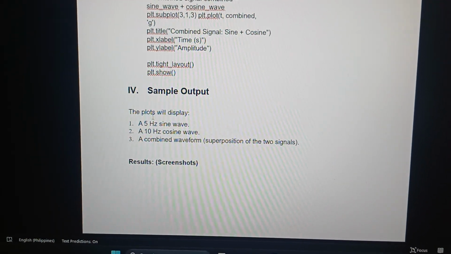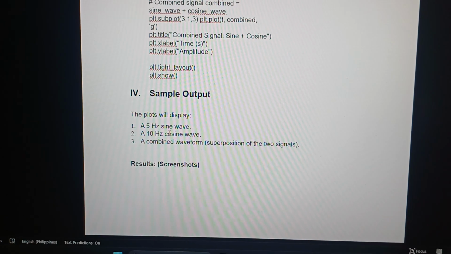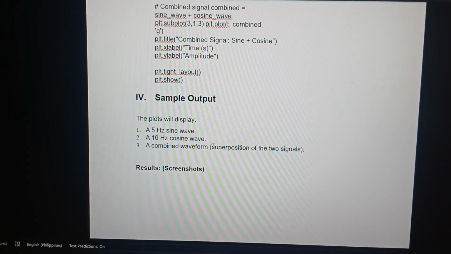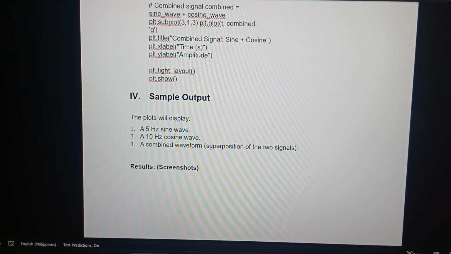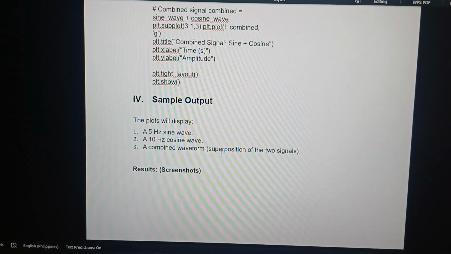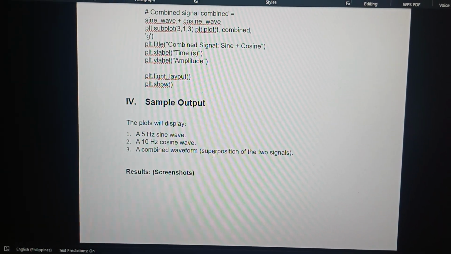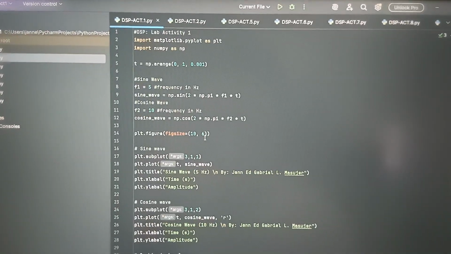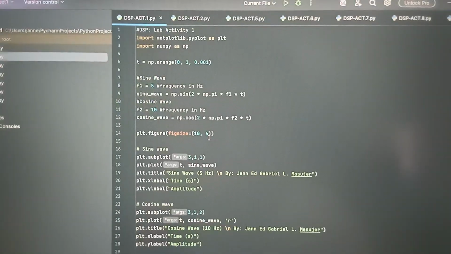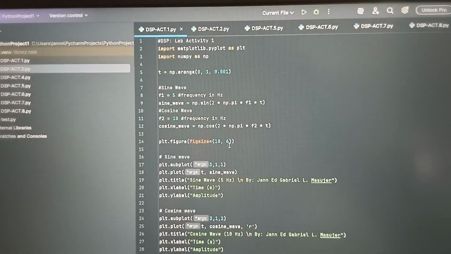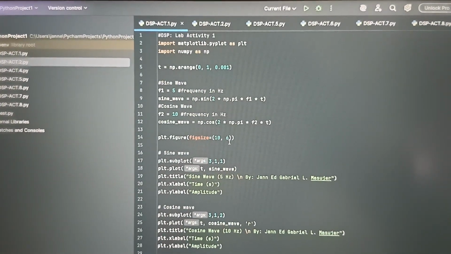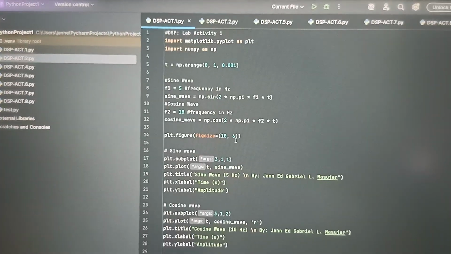And our objective of the output should be a 5 Hz sine wave, a 10 Hz cosine wave, and a combined waveform, a superposition of the two signals. So here's the code from the activity that is now plugged into Python, which is the PyCharm application.